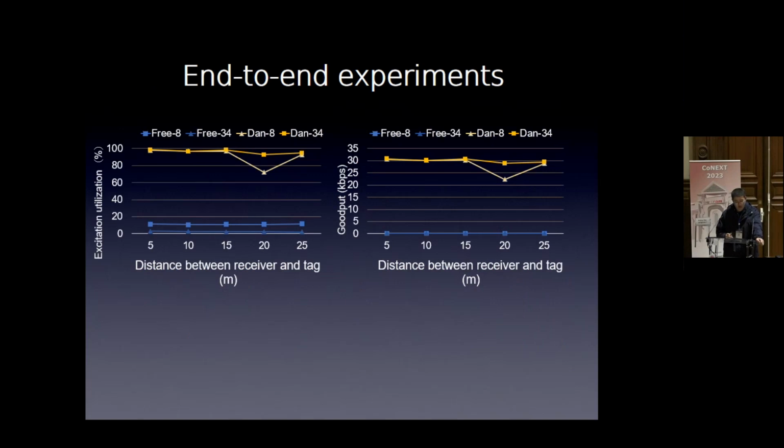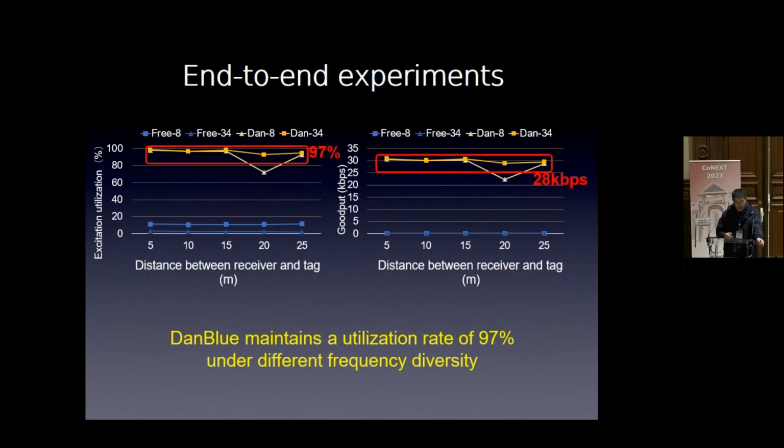In end-to-end experiments, DynBlue maintains an excitation utilization rate of 97% and a goodput of 28 kbps on the different frequency diversity. And it has a maximum uplink distance of 25 meters.